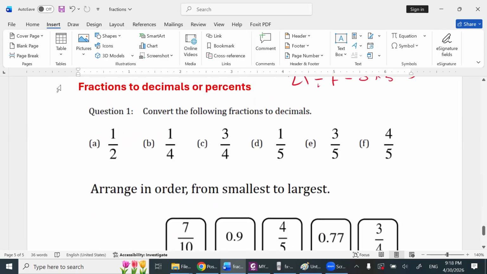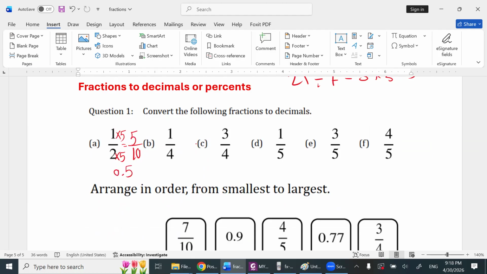Let's check this question. We need to convert half to be a decimal. Then I have to multiply half to be over 10, multiplying by 5 up and down. 2 times 5 gives me 10. 1 times 5 gives me 5. It will be 5 over 10 or 0.5.